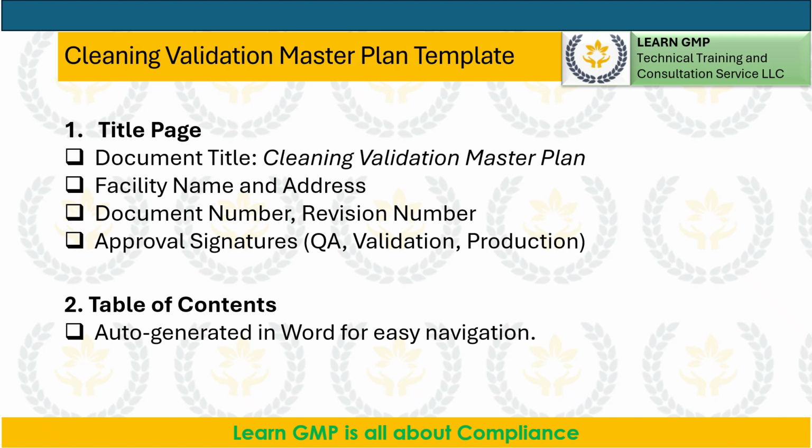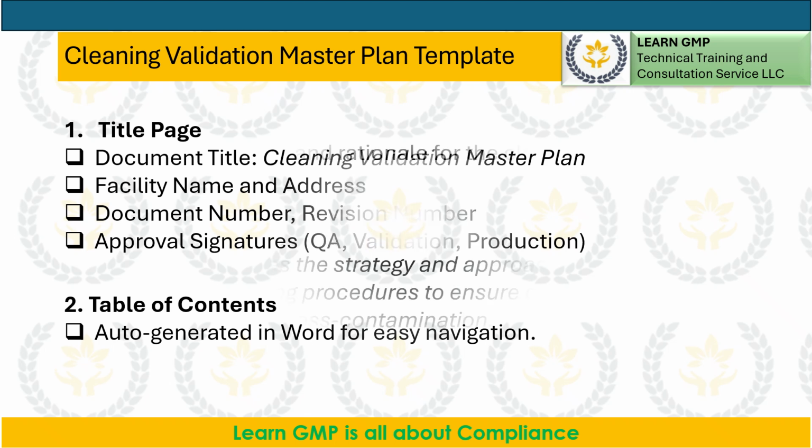1. Title page. Document title: Cleaning Validation Master Plan. Facility name and address. Document and revision number. Approval signatures: QA, validation and production. 2. Table of contents. Auto-generated in Word for easy navigation.